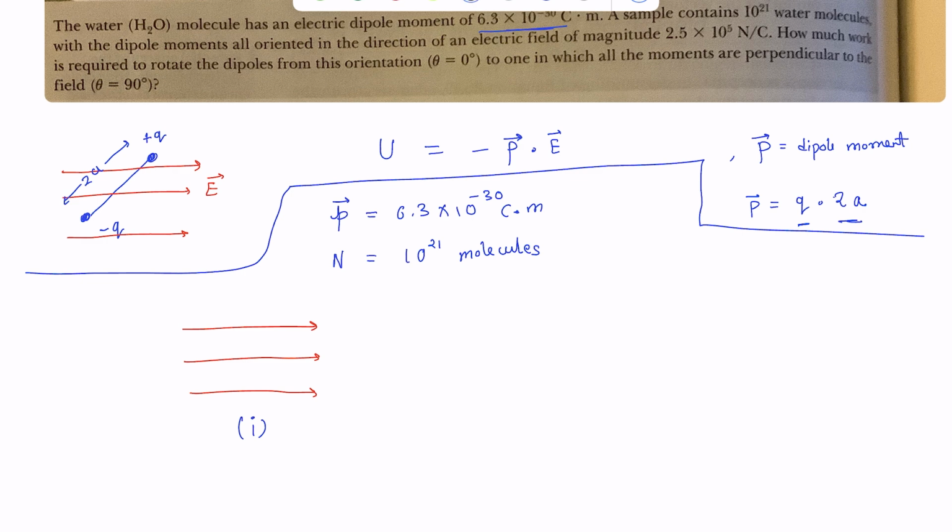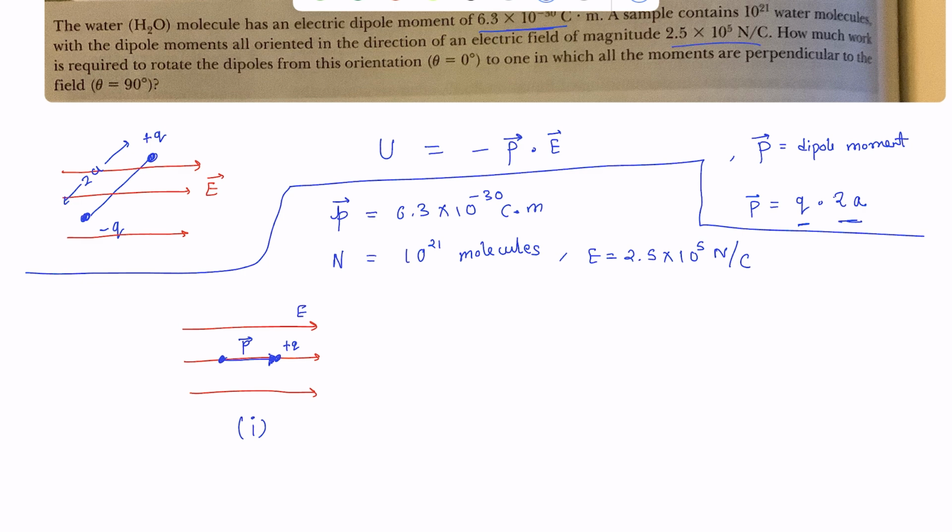The dipole moment was aligned. And the direction of the dipole moment is the direction of a vector from minus q to plus q. So this is what's happening. This dipole moment is like this. This is plus q, and this guy is minus q. So that is the direction of the dipole moment. Then this is the electric field. So it is aligned with the electric field, right? And the electric field magnitude is given, that is 2.5 times 10 to the 5 newton per coulomb.